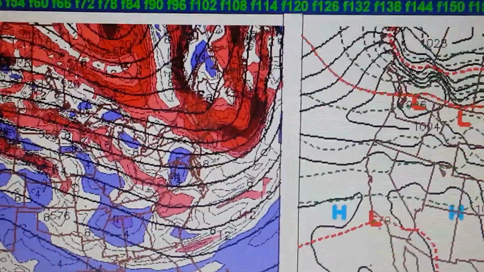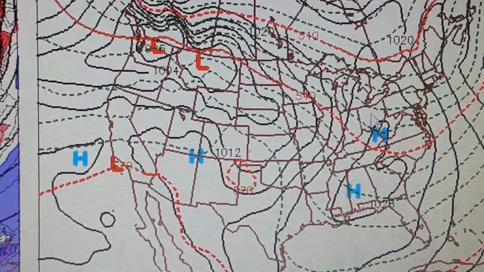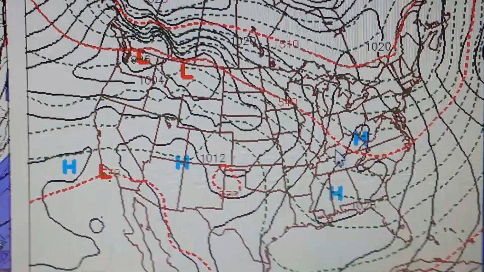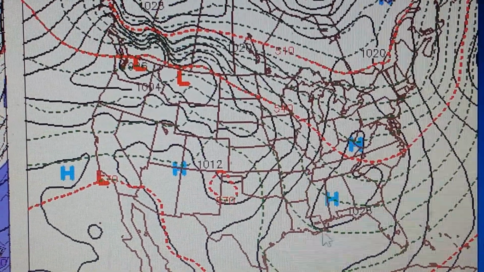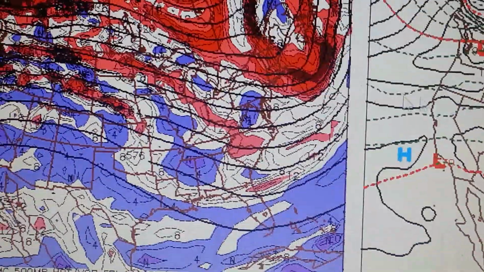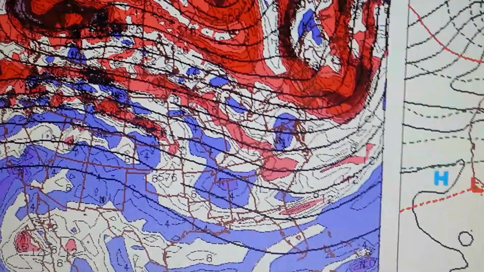So then that trough moves out, this high pressure system moves out, and whenever you have a high pressure system move out, you get a southerly flow, so we're going to start to warm up Saturday night. So let's just kind of move along here.